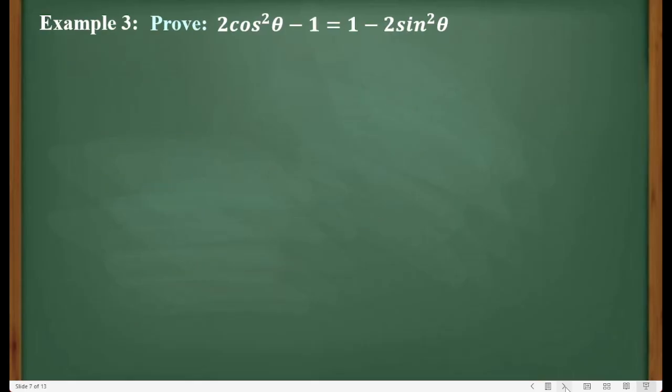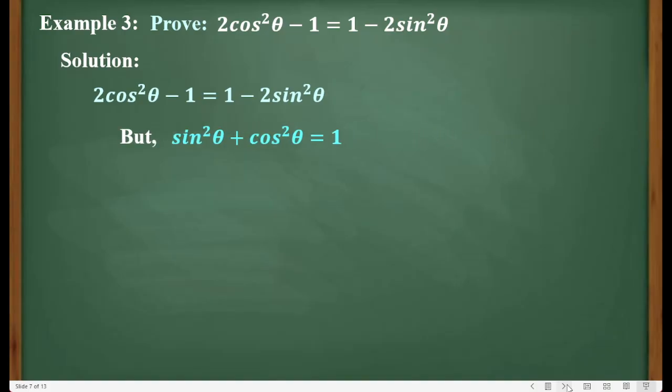Next, how about number 3? Let us prove that 2 cosine squared theta minus 1 equals 1 minus 2 sine squared theta. Solution, again, rewriting the given equation. So again, we're going to use a Pythagorean identity here: sine squared theta plus cosine squared theta equals 1.